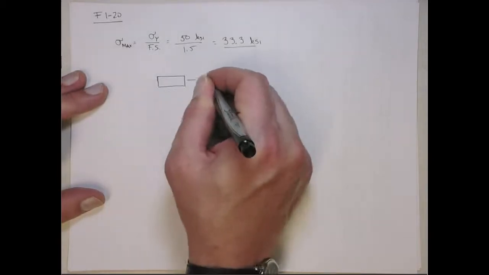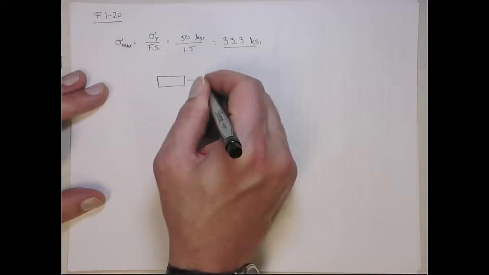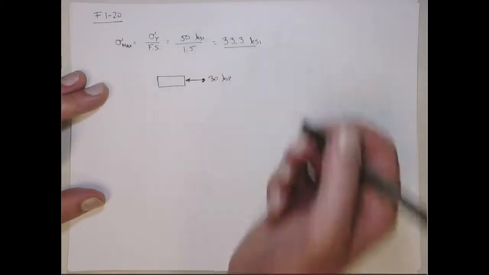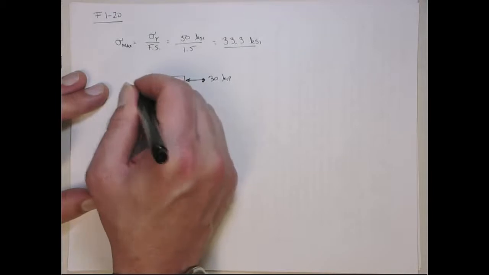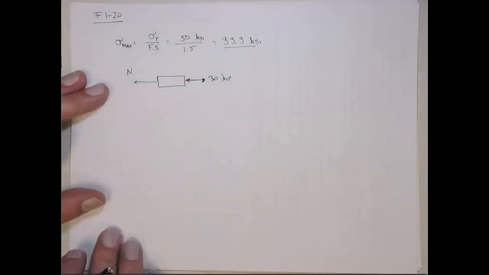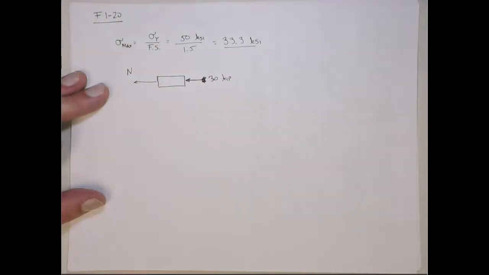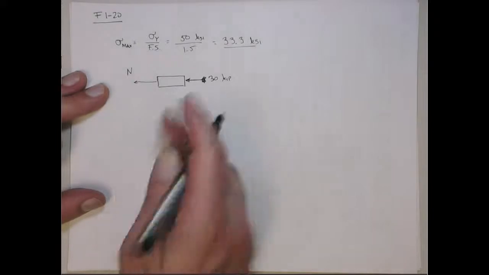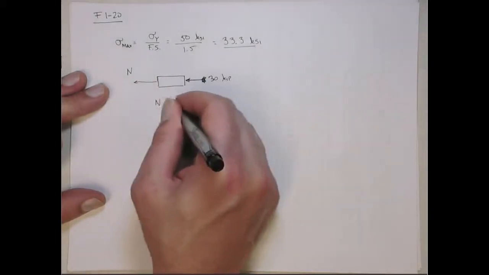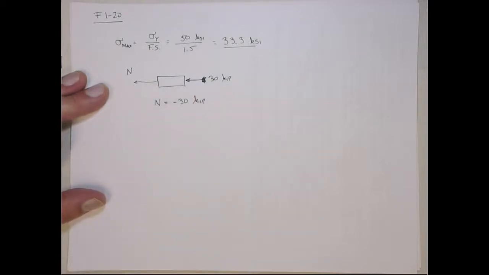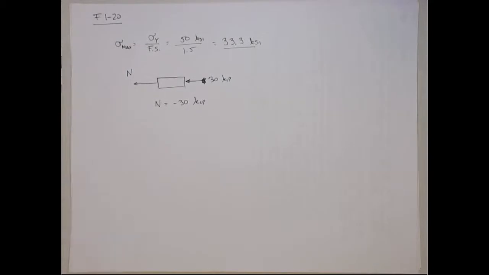We have applied here, oh, it's in compression. I'm sorry, I have the wrong way. It's going this way into compression of 30 kip. And like always, I put the normal internal reaction such that it's positive in tension, but you can choose, it's a force, so you can choose whichever way you want to. Now when I do the free body diagram on this, we can see that N is equal to minus 30 kip. Or it's in compression, 30,000 pounds. So it's actually acting in the other direction.